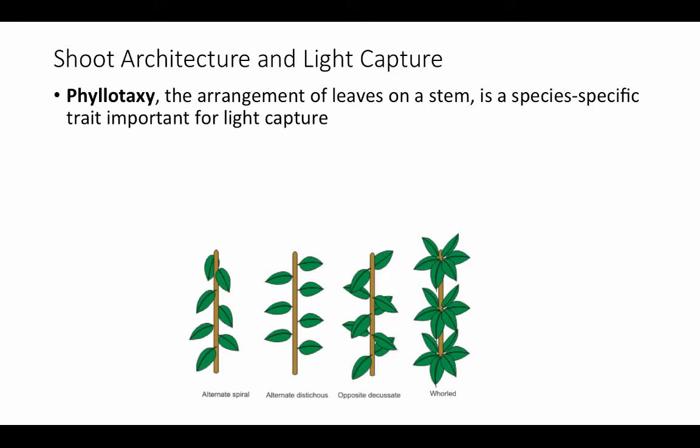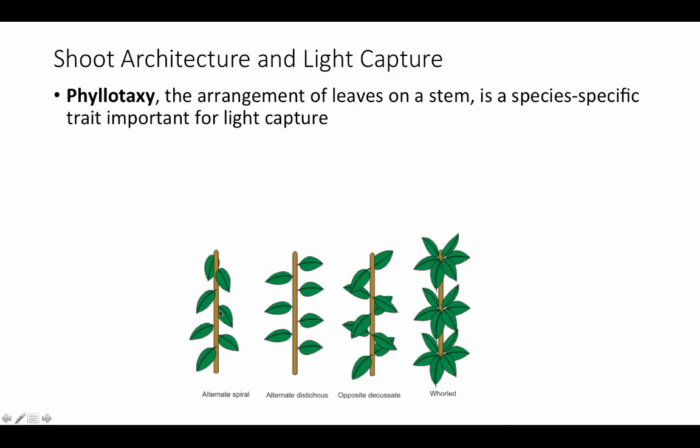So the arrangement of leaves on a stem is also really important to the effectiveness of light capture. And we refer to the arrangement of leaves as phyllotaxy. It's the arrangement of leaves on a stem, and it's a species-specific trait important for light capture. So any given species of plant is going to have just one of these different kinds of phyllotaxy.